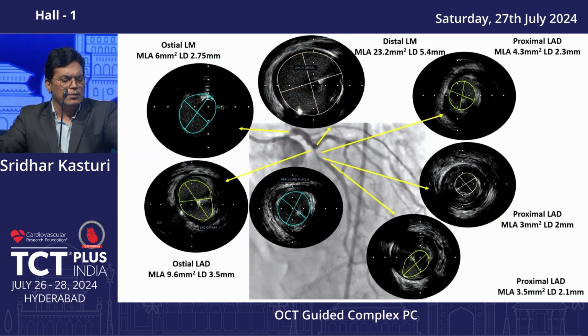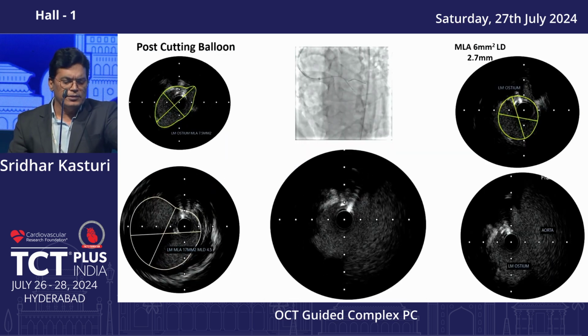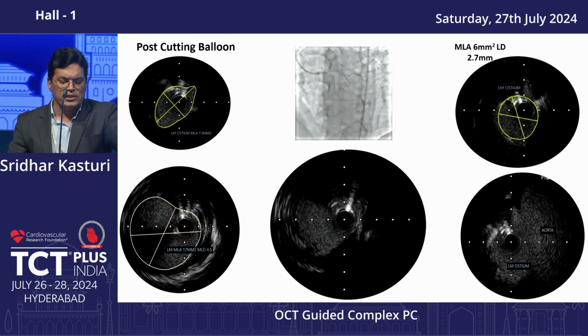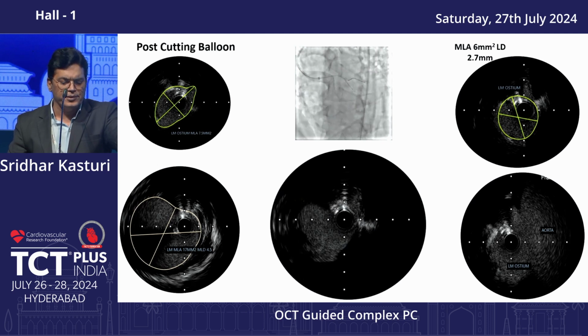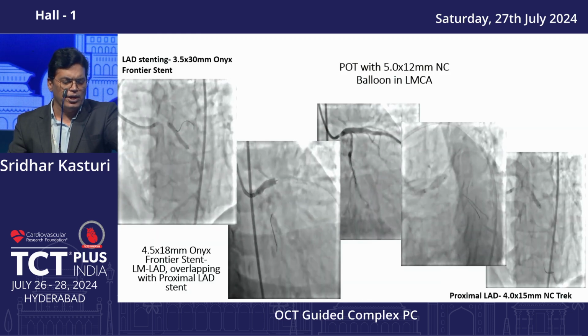You can see the ostial LM is about 6 square mm and ostial LAD 9 square mm, distal left main 5.4. That is a big left main. So this is a post-cutting balloon IVUS study. You can see very clearly the ostium also. This is the ostium, there is a thick plaque burden.